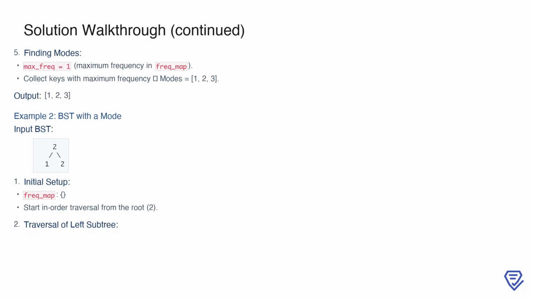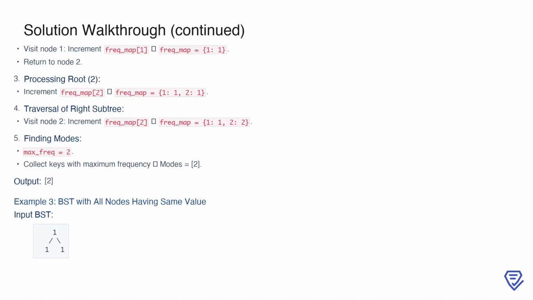Moving to the second example, the BST now has a mode because the root value 2 appears twice. The tree has 2 as the root, with 1 as its left child and another 2 as its right child. We start with an empty frequency map and perform an in-order traversal, beginning at the left subtree. Visiting node 1 in the left subtree, we add its value to the frequency map, making frequency_map equals {1: 1}. Returning to the root node 2, we increment its count in the map, updating frequency_map to {1: 1, 2: 1}.